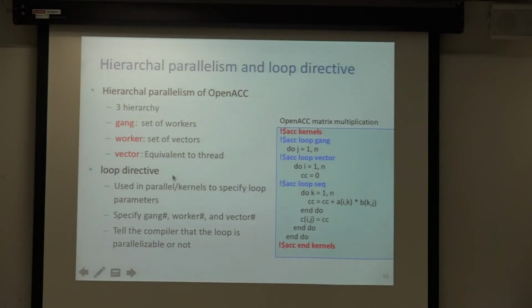So the loop directive is used in a parallel or kernels region to specify loop parameters like this. You specify the number of gangs, the number of workers, and vectors. And the loop directive can tell the compiler whether this loop is parallelizable or not.